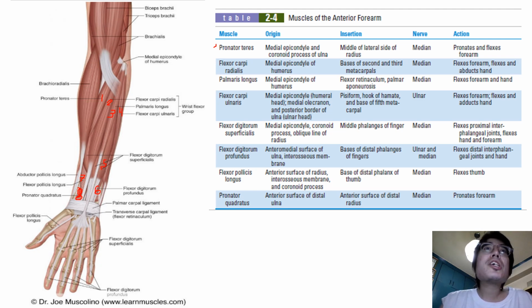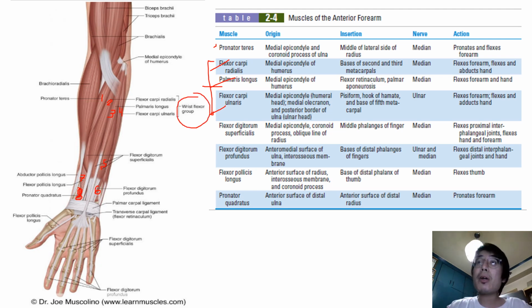The last three muscles mentioned, the flexor carpi radialis, the palmaris longus, and the flexor carpi ulnaris, are actually part of a group called the wrist flexor group, precisely because they function to flex the wrist. What is distinct or special in this group is that they are all innervated by the median nerve except for the flexor carpi ulnaris, as the name suggests, because the flexor carpi ulnaris is innervated by the ulnar nerve.